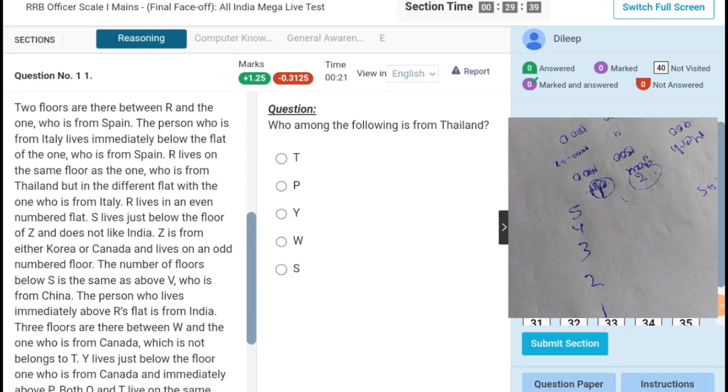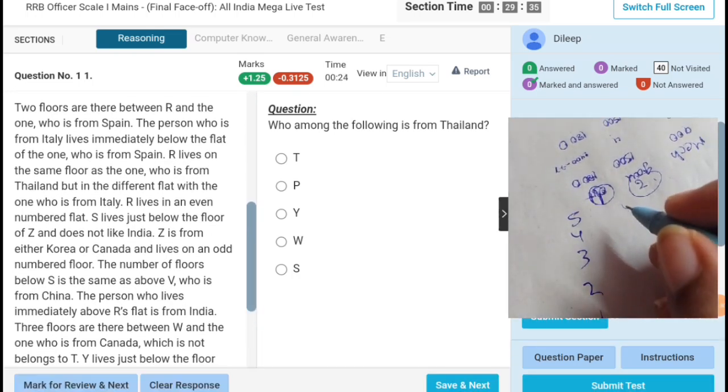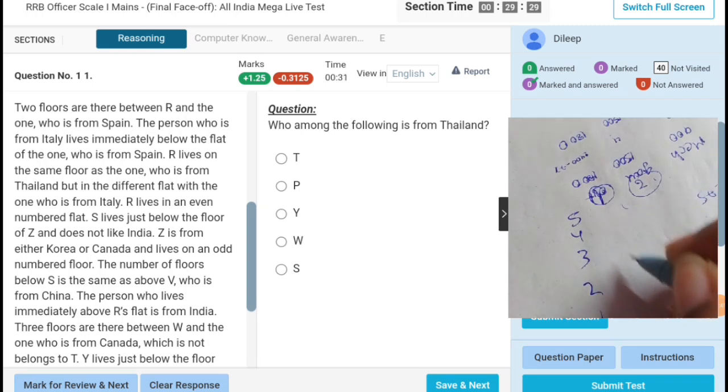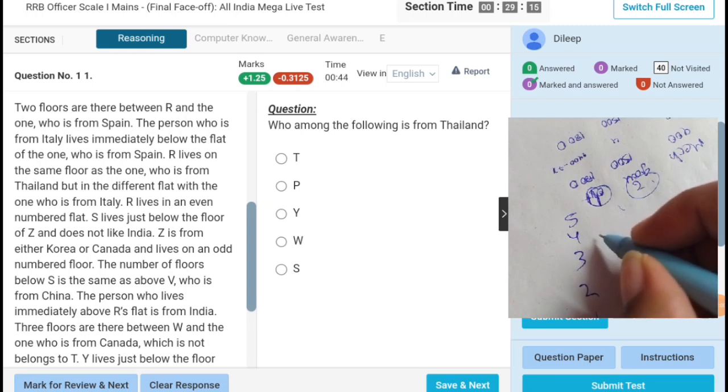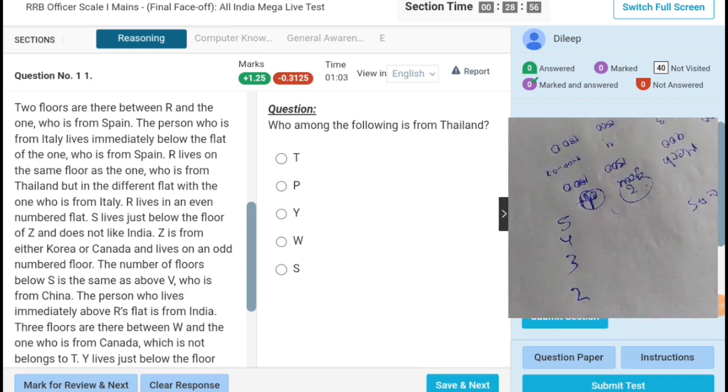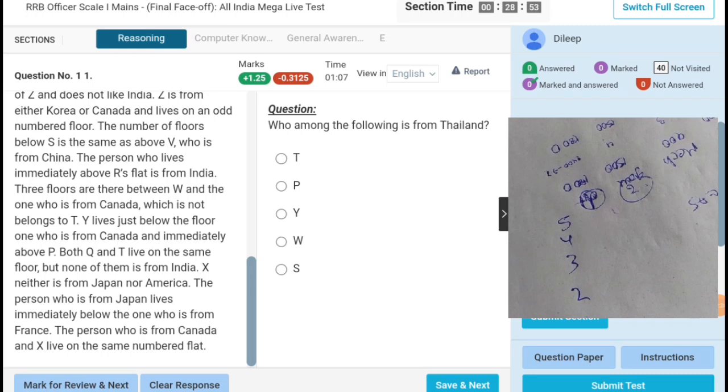They are from different countries. Two floors are there between R and the one who is from Spain. The person from Italy lives immediately below Spain. R lives on the same floor as the one from Thailand, but in a different flat. R is in an even number flat. Italy is just below the floor of the person from Japan. Three floors between W and Canada. Y is just below Canada.